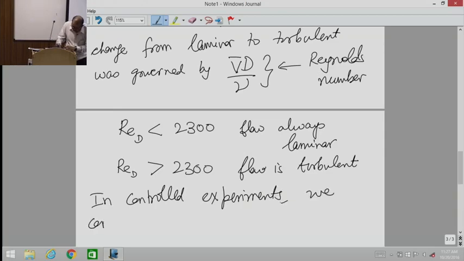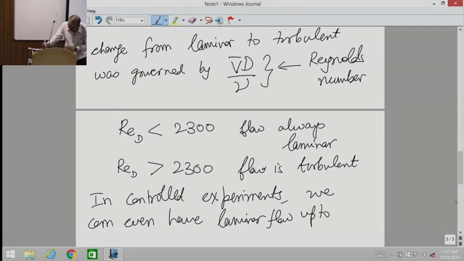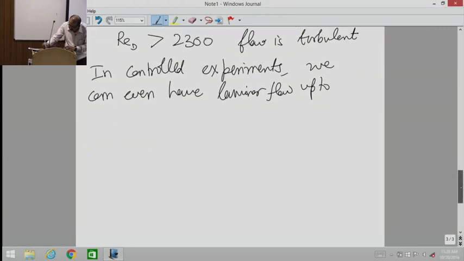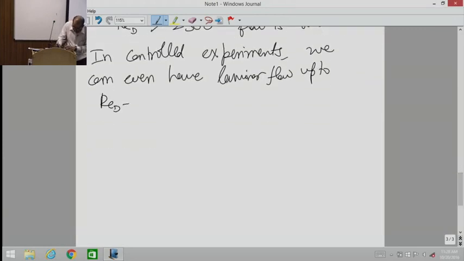But now what we know is that in controlled experiments, we can even have laminar flow up to Re_D equal to 10,000. So that means this 2300 is not a sacrosanct limit.